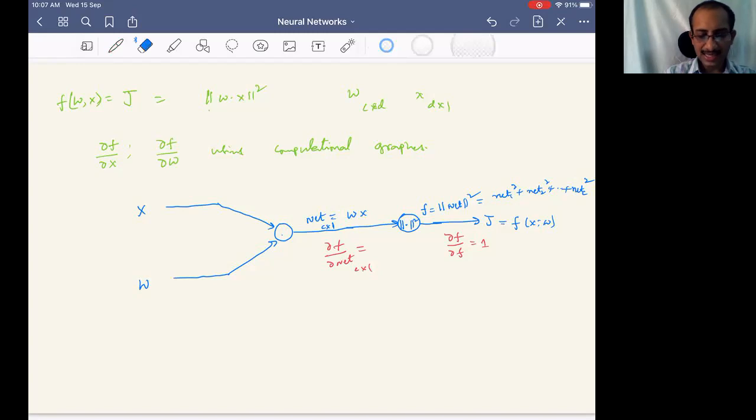Any other answers? Quick answers I need. ∂f/∂net, what is it? Is it a vector, matrix, or a scalar? What are the dimensions of it? Yeah, a quick answer is required.